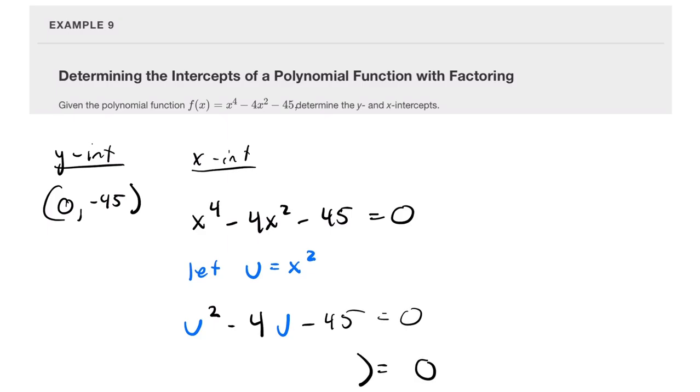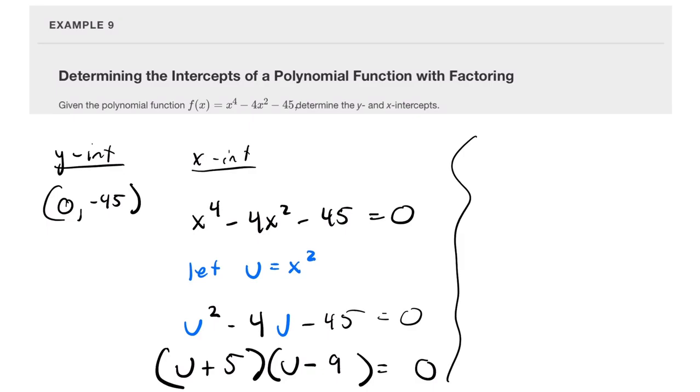So then we want to see, can we factor this into a form where we have a u and a u? It's going to be plus and minus. Is it 9 and 5? So a negative 9 and a positive 5. From here we get that u equals negative 5 or u equals 9.